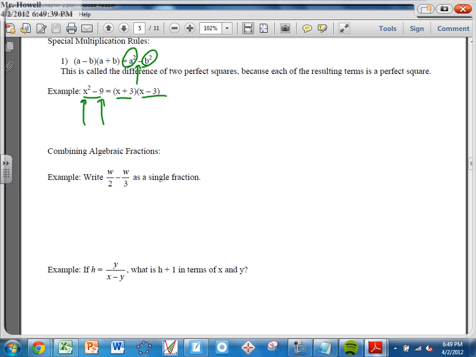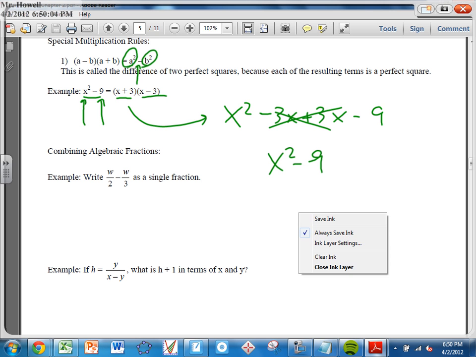If you FOIL this back out, you're going to have x squared minus 3x plus 3x minus 9, if we do it in the correct order. The middle terms cancel. You're left with x squared minus 9. Okay, which is exactly what we started with, x squared minus 9. So difference of two squares, everyone here should be familiar with that by now because we've done it so much in class.